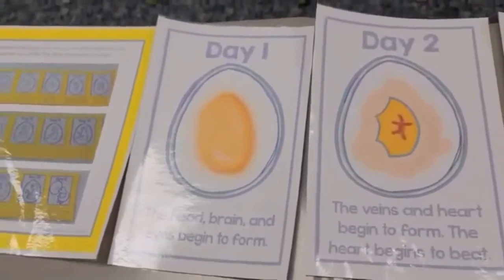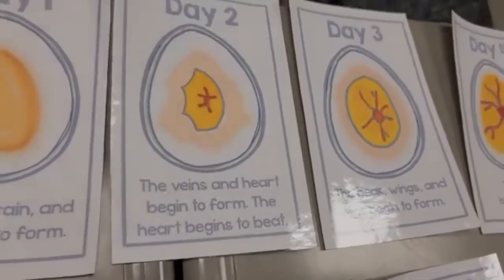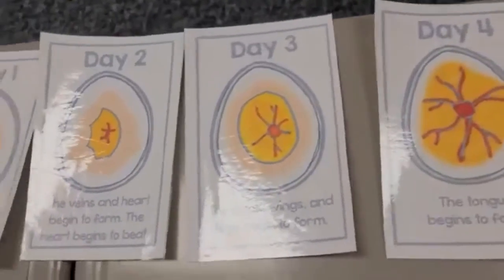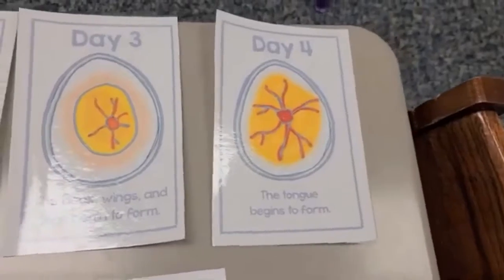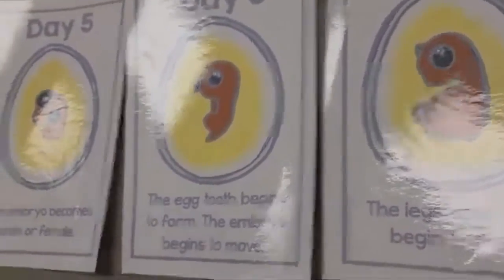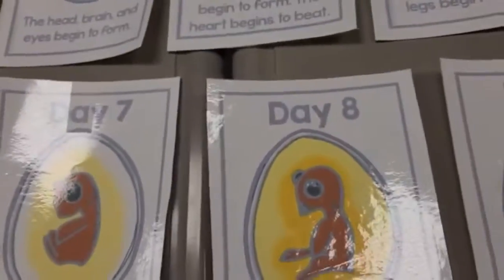So remember, on day 1, the head, brain, and eyes begin to form. On day 2, the veins and heart begin to form and the heart begins to beat. On day 3, the beak, wings, and legs begin to form. Day 4, the tongue begins to form. Day 5, the embryo became either a male or female. Day 6, the egg tooth begins to form and the embryo begins to breathe. Day 7, the legs and wings begin to form.